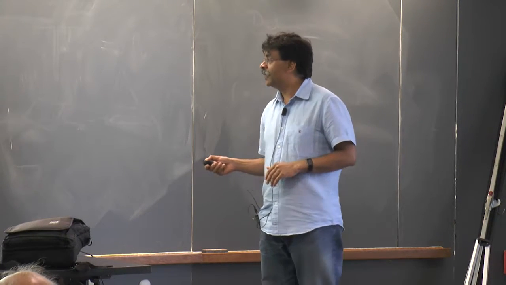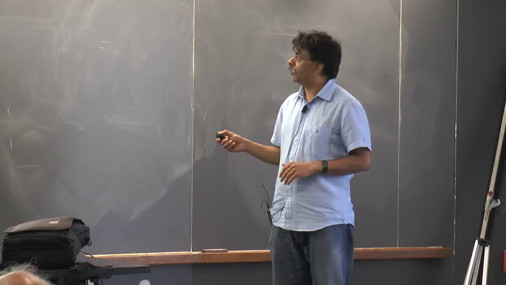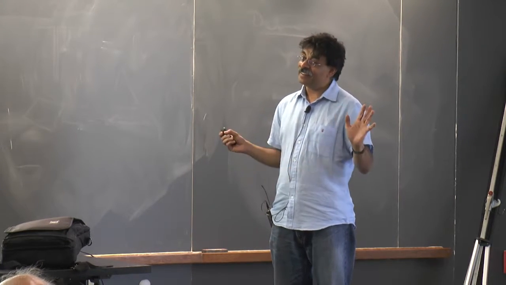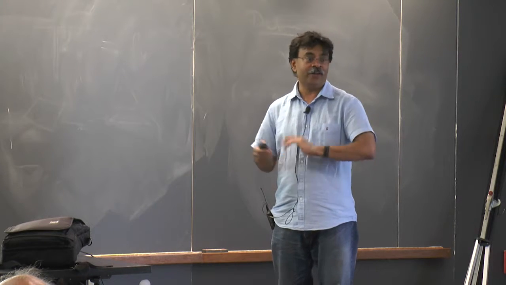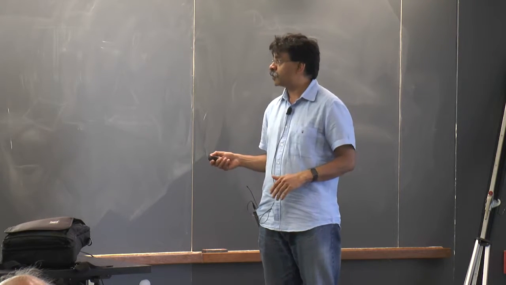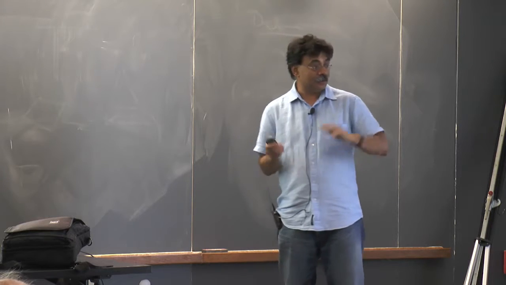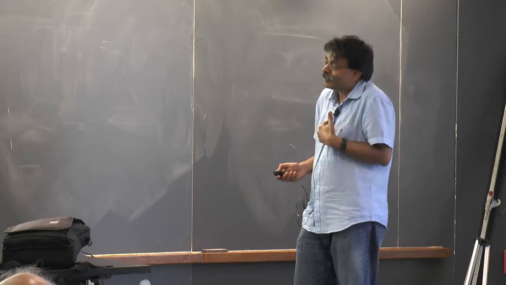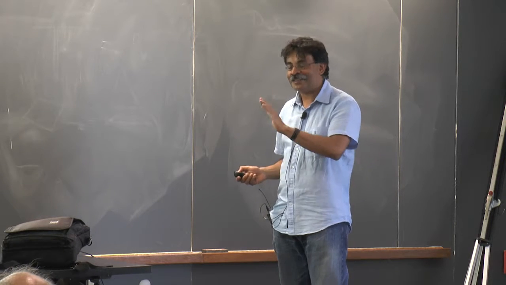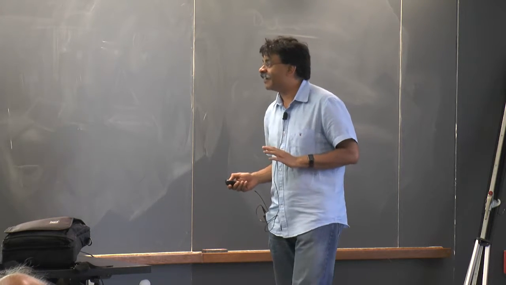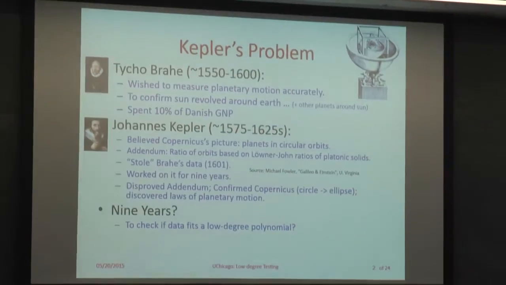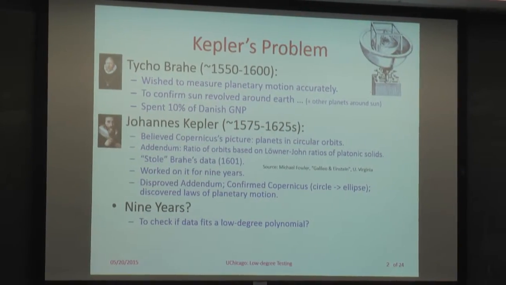The truth was, he was able to confirm Copernicus. He discovered the laws of planetary motion along the way. He realized that this platonic solid idea doesn't really work, doesn't go anywhere, and he also fixed the circle into an ellipse. Okay, so this was all done. This is how Kepler came up with this profound theory. What's interesting to me, and take this with a grain of salt, is why did it take 9 years to do this? I mean, this is what it takes to see if data fits a low degree polynomial.